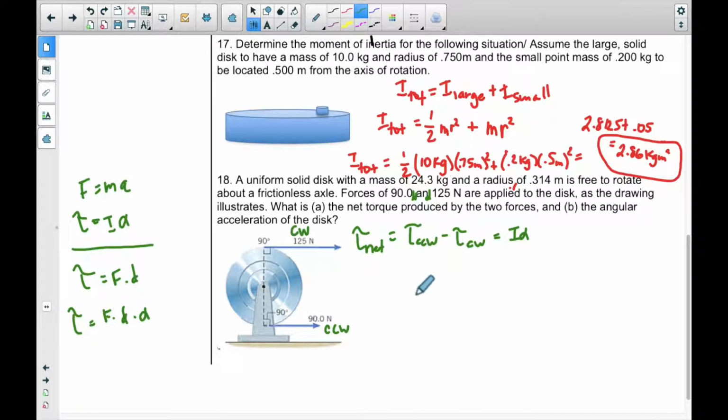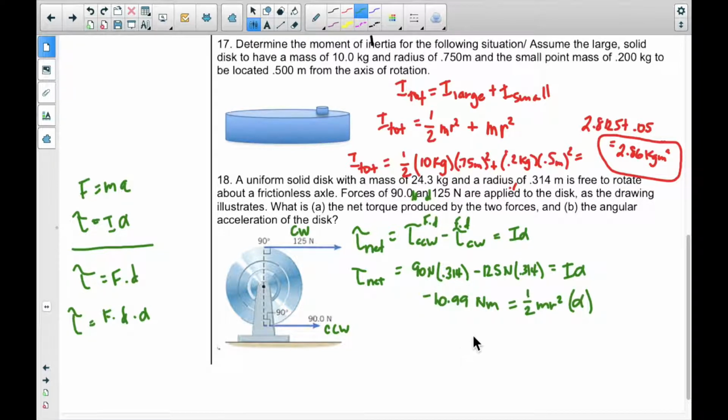So let's take a minute to set up our torques being force times distance. So we're basically going to take our force times distance going this way and our force times distance going this way. All right, well, our torques in the counterclockwise direction, we have the 90 times the 0.314. And then in the clockwise direction, we have 125 times 0.314. And so we can take a minute with our calculator and figure this out. And that's going to be our net torque. So that's question A. So go ahead, like I said before, pause the video here and use your calculator to see what you come up with.